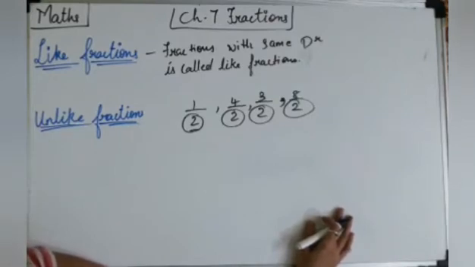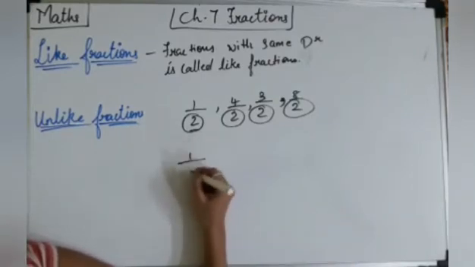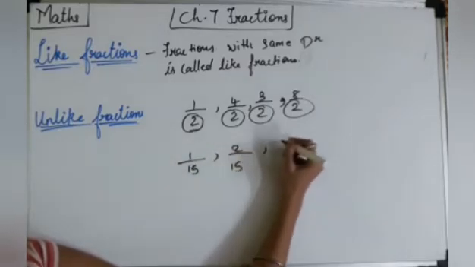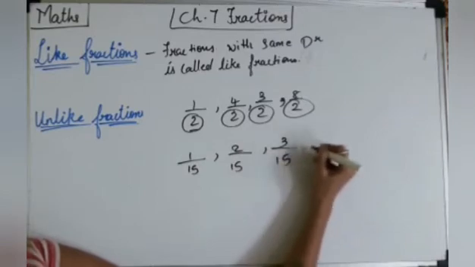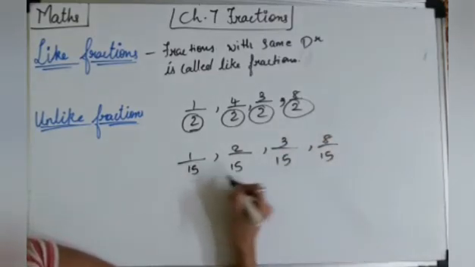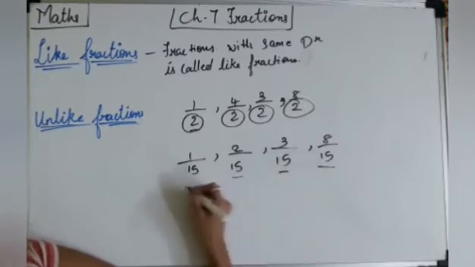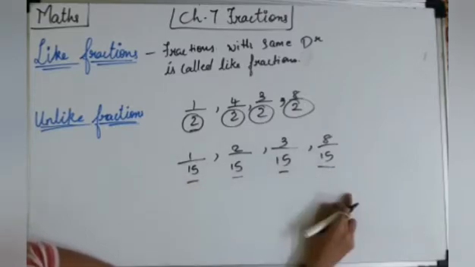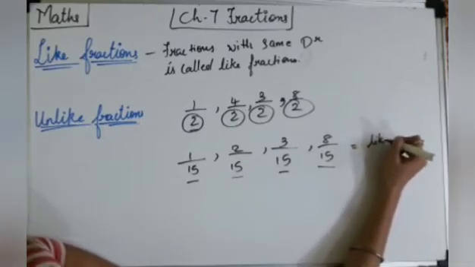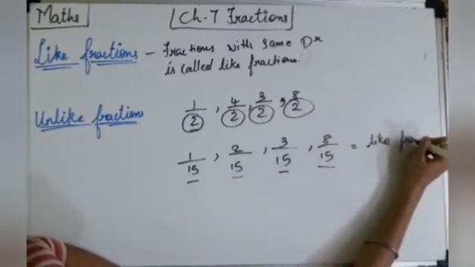So they are telling that 1 upon 15, 2 upon 15, 3 upon 15 and 8 upon 15 are like fractions. Yes, you can see that 15, 15, 15, 15. They are like fractions, right? So we can write it equals like fractions.